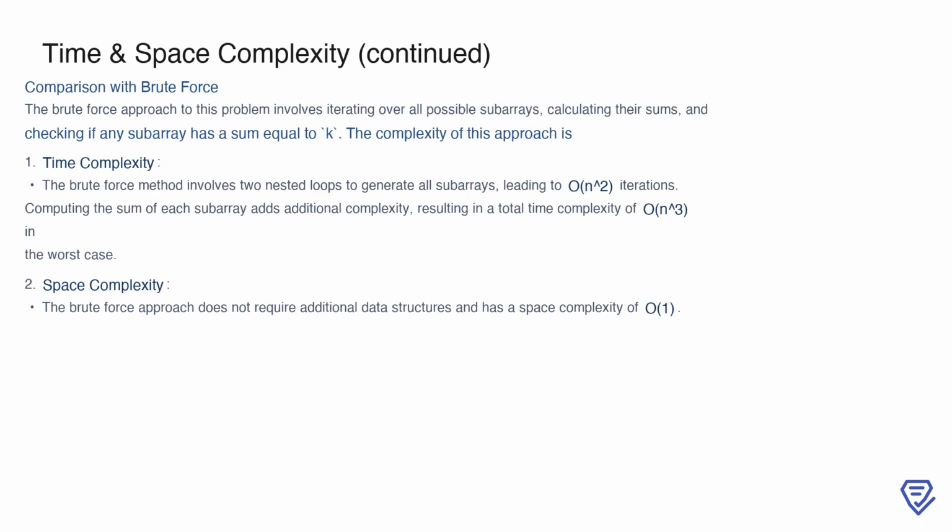The brute force method, by contrast, is significantly less efficient. It involves generating all possible subarrays of the input array, which requires two nested loops. This results in O(n²) iterations. Additionally, computing the sum of each subarray adds another layer of complexity, leading to a worst-case time complexity of O(n³). In terms of space complexity, the brute force approach does not use any additional data structures, so its space complexity is O(1). Comparing this to the optimized solution, we see a dramatic improvement in time complexity, dropping from O(n³) to O(n), while maintaining a reasonable O(n) space complexity, which is crucial for handling large datasets.